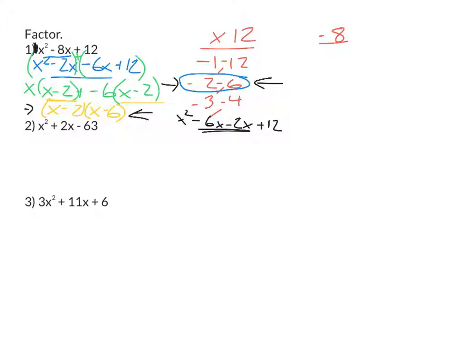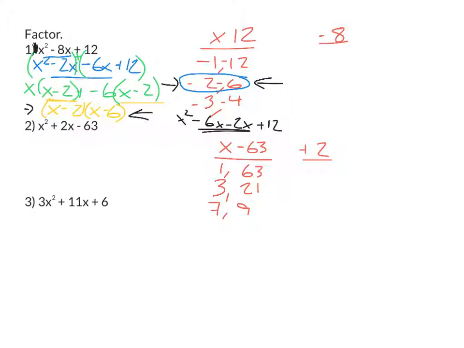So just like number 2, we have the same situation going on. We need numbers that multiply to negative 63 but add to 2. Things that multiply to negative 63, 1 and 63. 2 doesn't go in, but 3 does, 21 times. 7 goes in, 9 times.